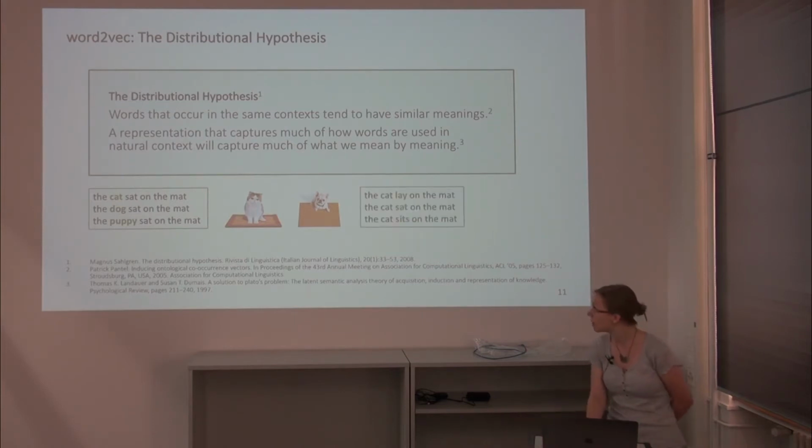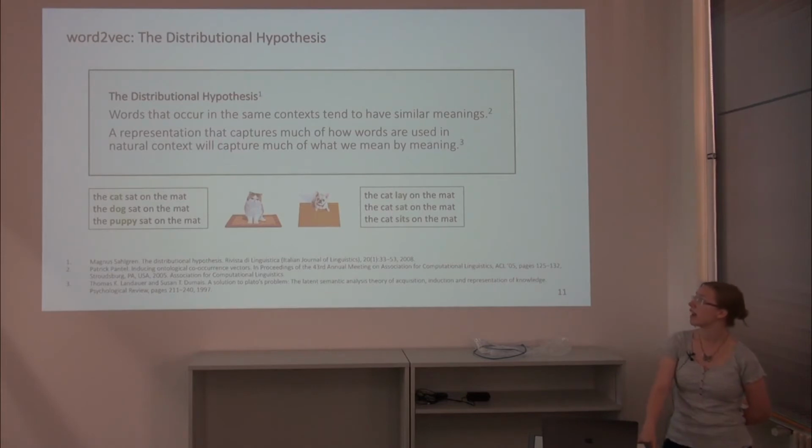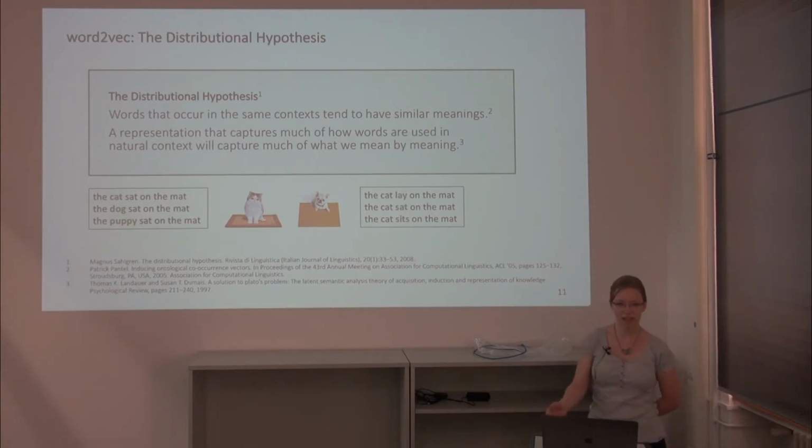For another example, if I have the cat lay on the mat, the cat sat on the mat, and the cat sits on the mat, you'd infer from the words cat on the mat that lay, sat, and sit have something in common. So this is what we're trying to do: learn the meaning of a word from its context.